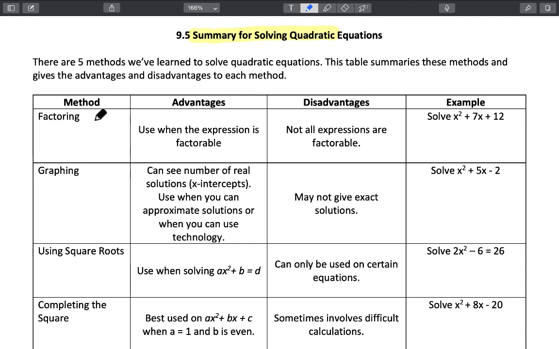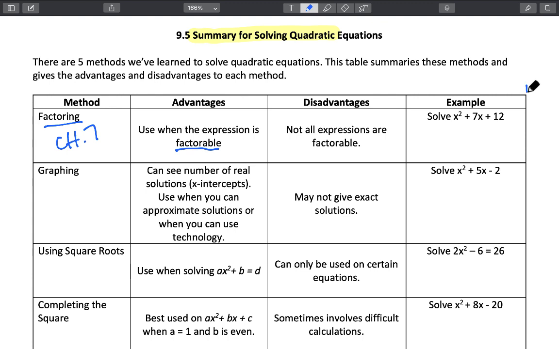So the first method is called factoring. We actually learned this back in Chapter 7. We can use this factoring technique when we have an expression that's actually factorable. And the exception here is not all expressions are factorable. But here's an example. We've got x squared plus 7x plus 12.